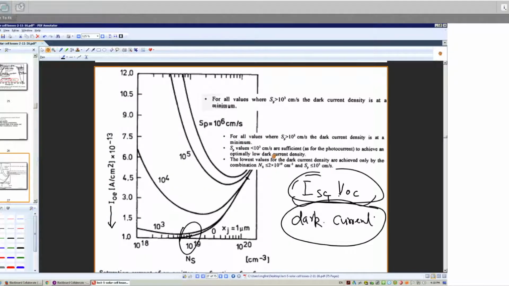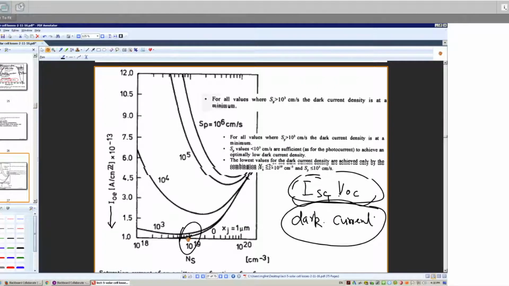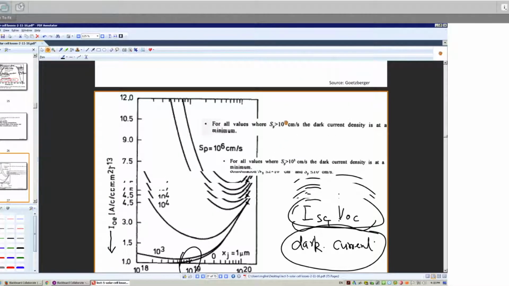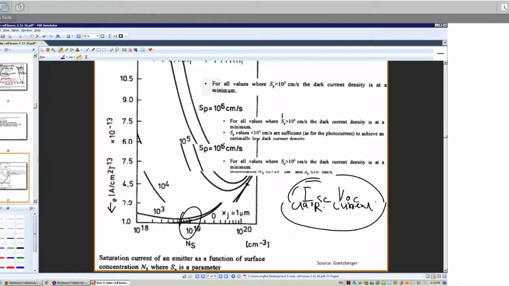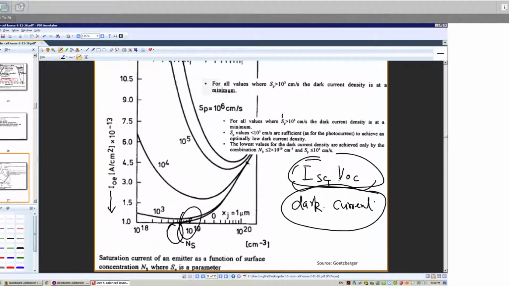A couple of things to learn from the dark current dependence on the concentration. One, you want to have your doping concentration around 10 to the power 19. Why not bring it down even more, maybe make it 10 to the power 18? What's the problem?